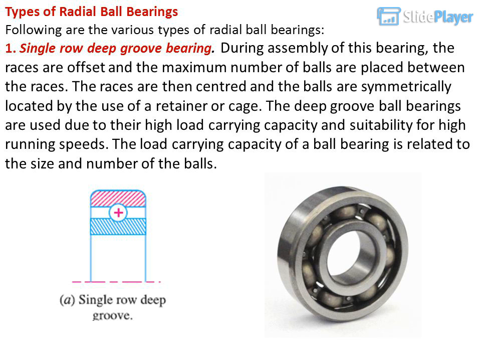Following are the various types of radial ball bearings. 1. Single row deep groove bearing. During assembly of this bearing, the races are offset and the maximum number of balls are placed between the races. The races are then centered and the balls are symmetrically located by the use of a retainer or cage.